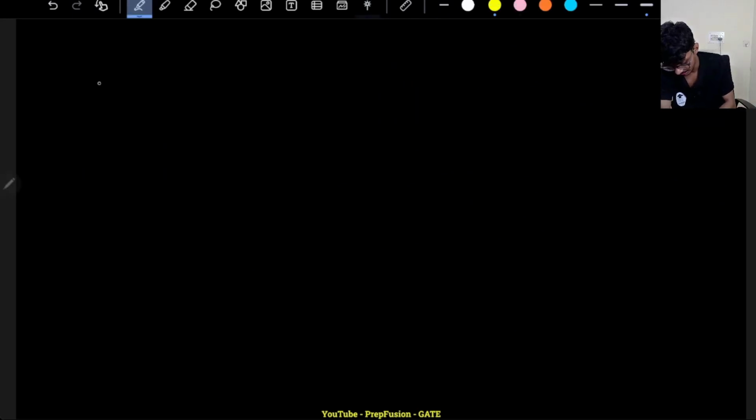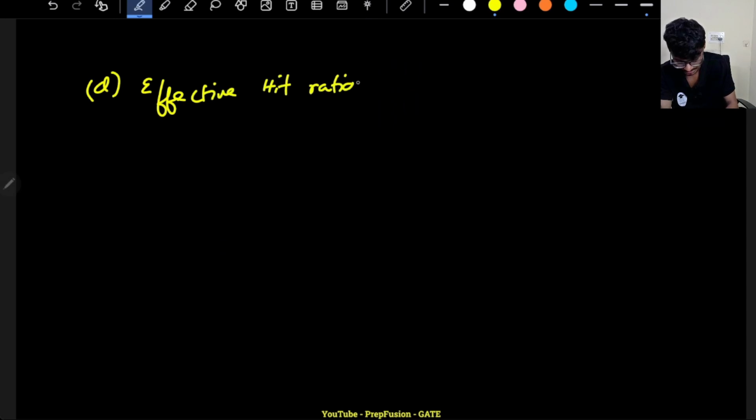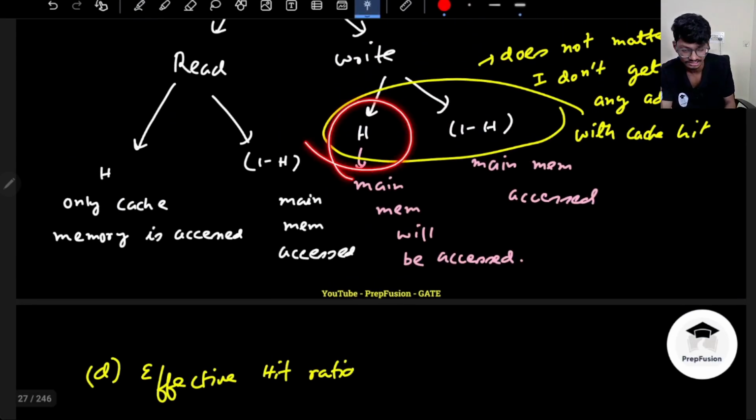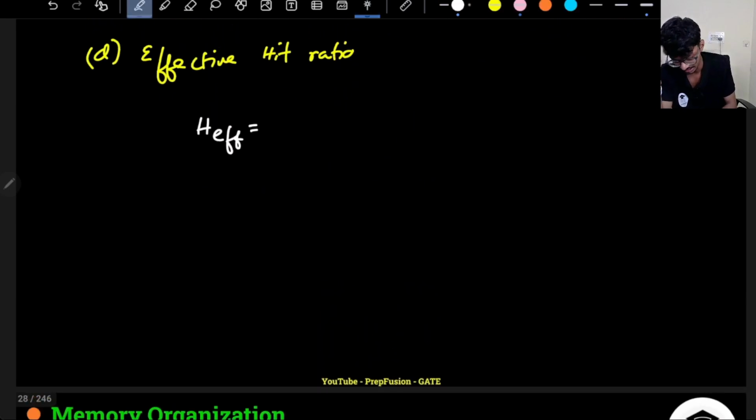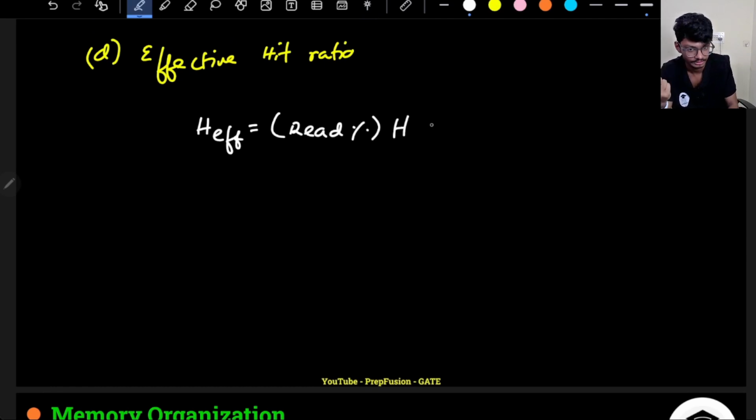So basically the answer is D, the effective hit ratio, which is just the effective value of the hit ratio. It only takes the effect of reads, because with writes I am not getting an advantage, even though there is a cache hit. So what is the effective hit ratio that is actually giving me the advantage? It will be the read percentage times the actual hit ratio.